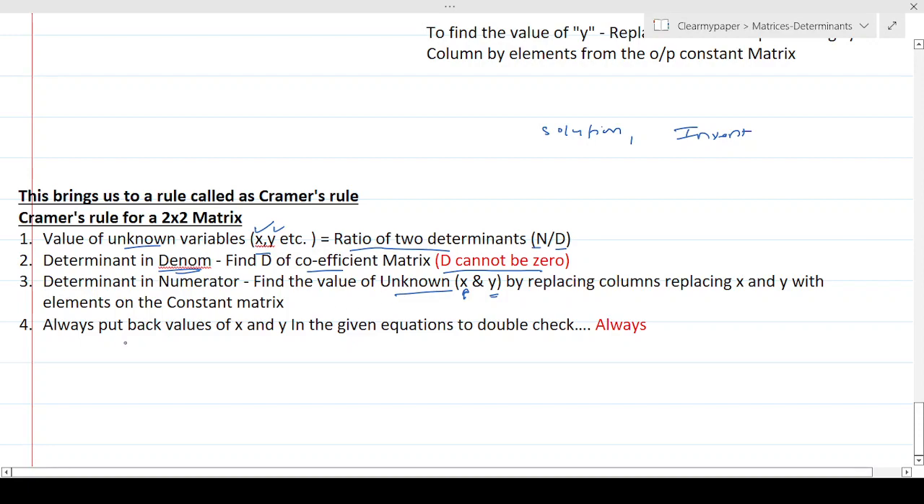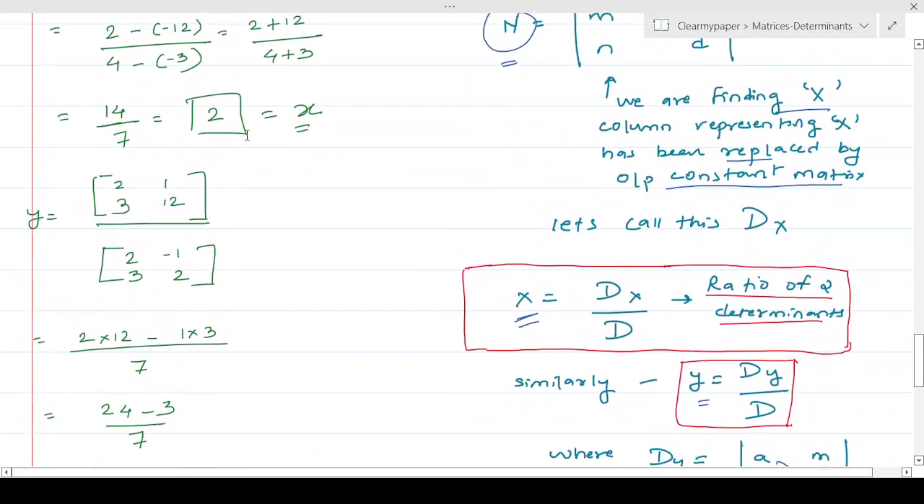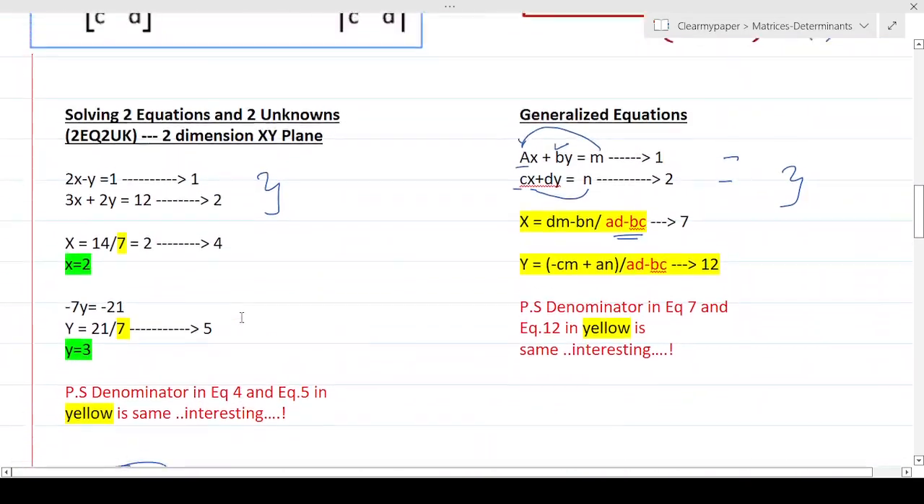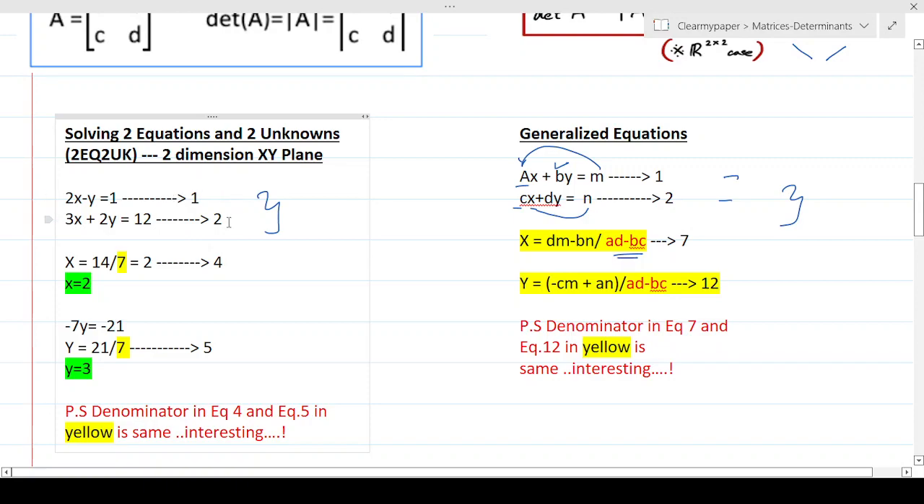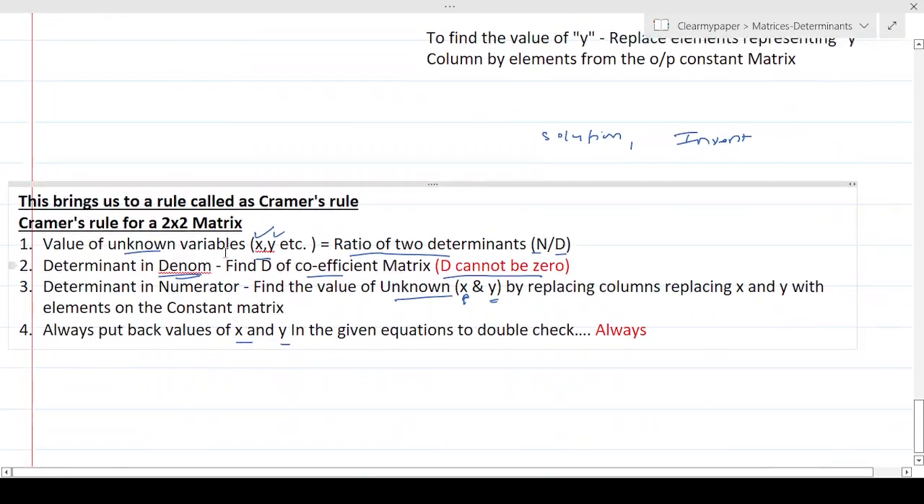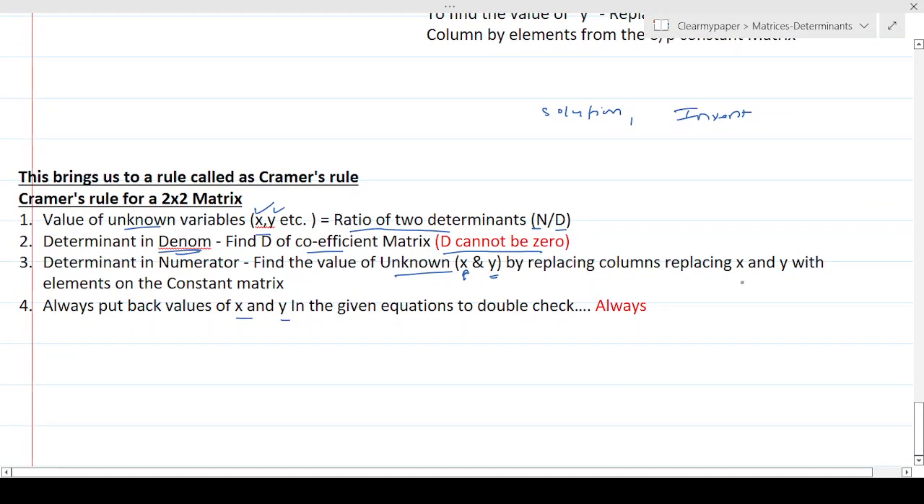And as a quick check in the exam, when you solve the problems, you always get final values of x and y. For example, in this case, x is equal to 2 and y is equal to 3. Always put those values back in one of the equations, either equation 1 or 2. You can pick any equation and see, if I put the value of x here and y here, does it add up to 1 on the right hand side? If that's the case, then your answer is verified and you're on the right track, else you can fix it. So always get in the habit of double checking when you get the values of x and y by putting them back in the equation. That sums up Cramer's rule.